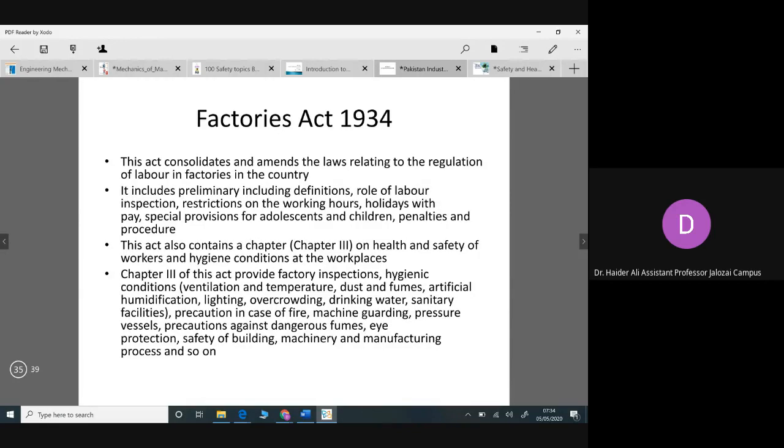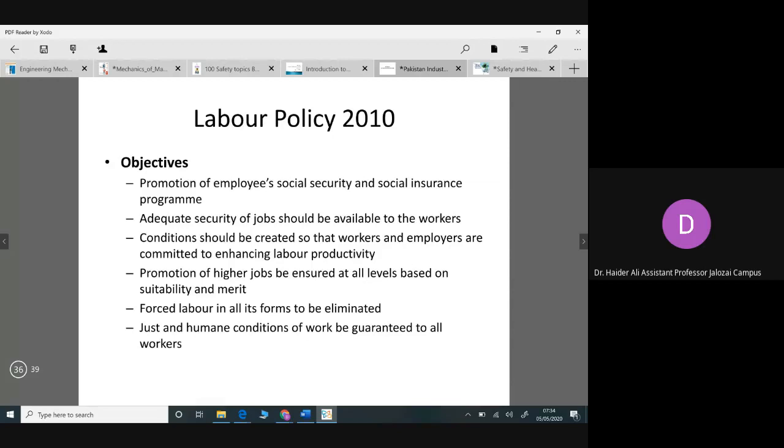So just an introduction of Factories Act of 1934 and Labor Policy 2010. The Labor Policy 2010 objectives are clearly defined: promotion of employee social security and social insurance program. Adequate security of jobs should be available to the workers. Conditions should be created so that workers and employers are committed to enhancing labor productivity.